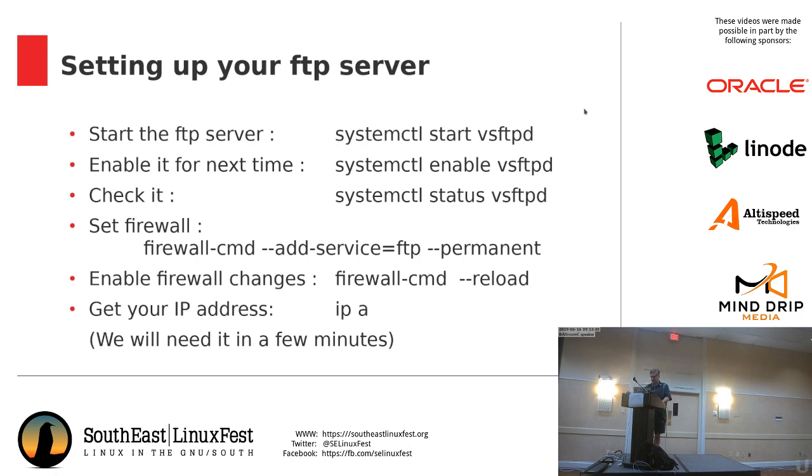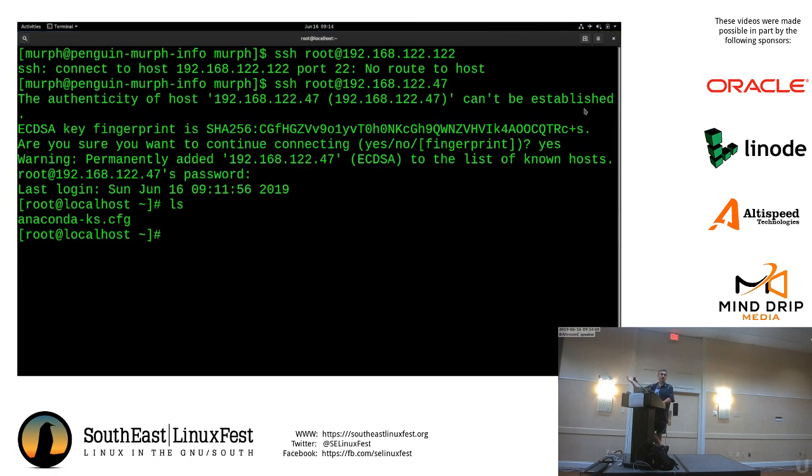And then we're going to set the firewall. We're going to do firewall-cmd --add-service=ftp and then --permanent so it persists through a reboot. And then you have to do a reload, because that only puts it in the config file. So then we do a reload, so it reloads that config and makes that active. And then we'll get our IP address, but we already have our IP address, because I went into it here.